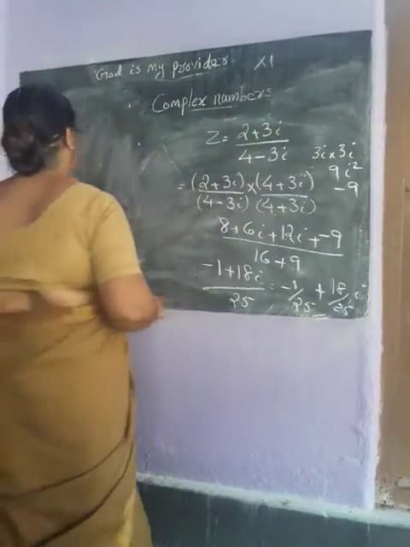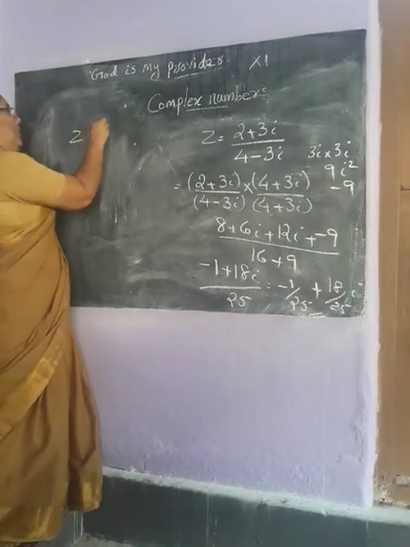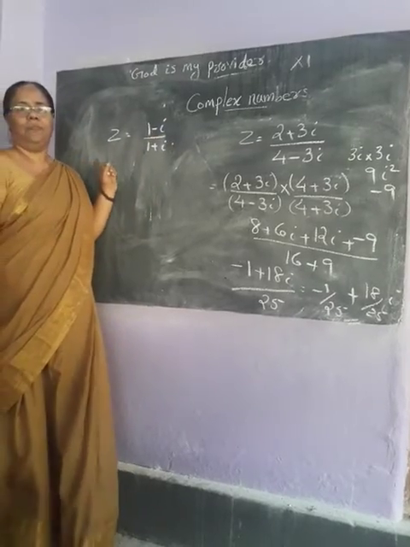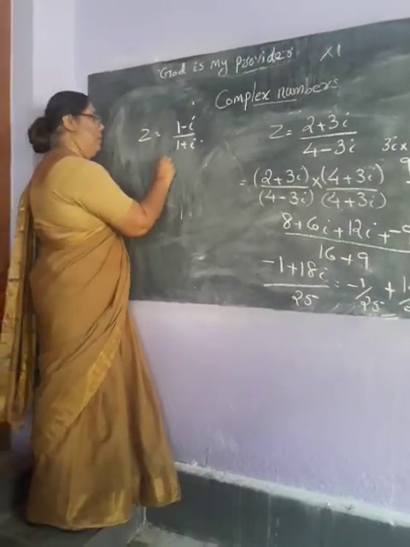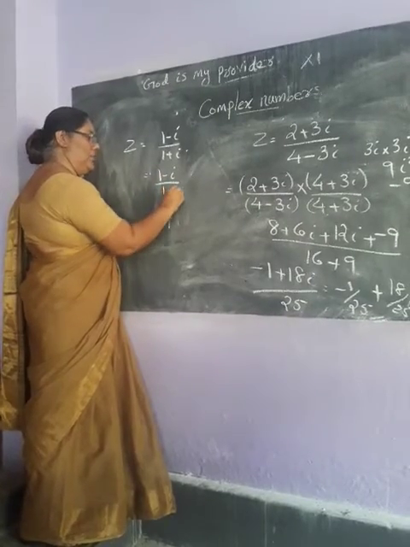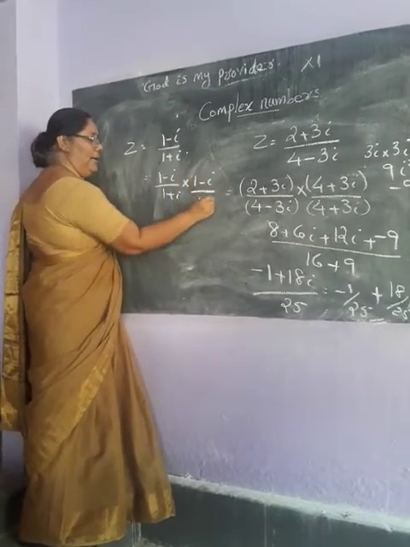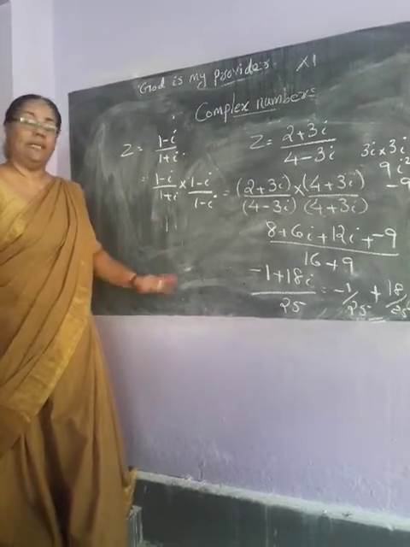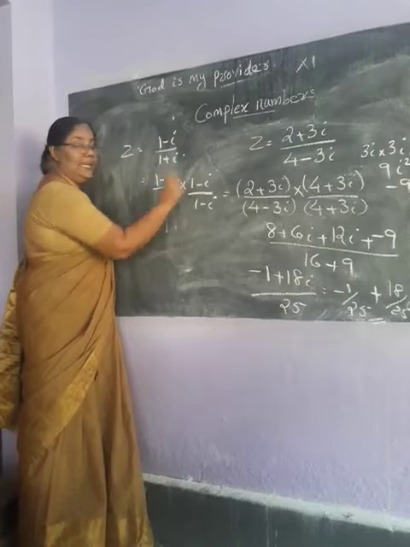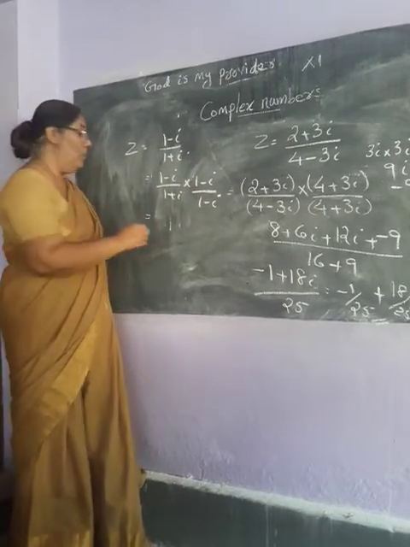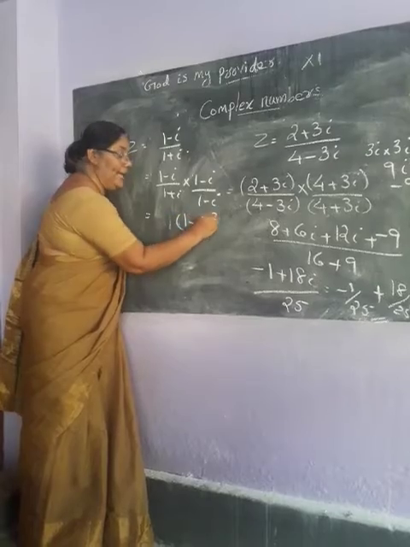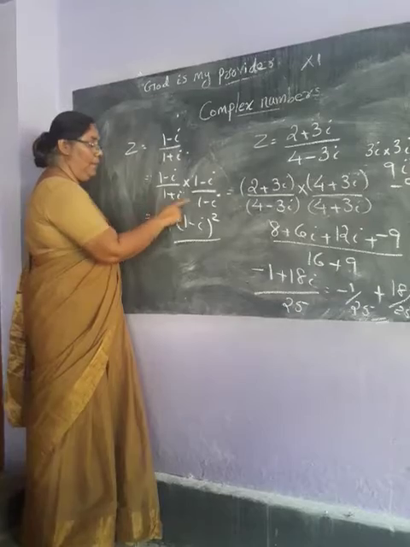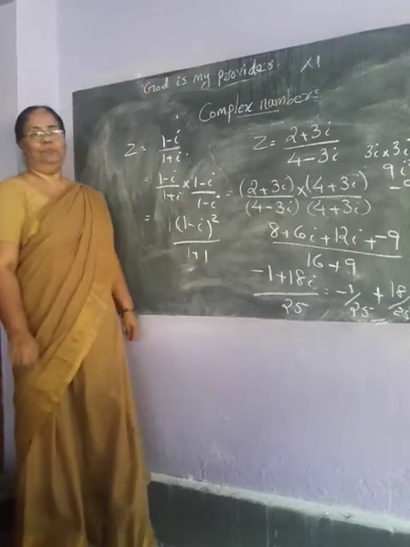One more question. Z is equal to 1 minus i by 1 plus i. Say the answer. 1 minus i by 1 plus i into 1 minus i by 1 minus i. All the questions follow the same procedure. Take the conjugate of the denominator, then multiply and divide. What is 1 minus i into 1 minus i? You know that it is 1 minus i the whole square. a into a is a square. Or direct multiplication. Anyway, 1 plus 1, that is 2.